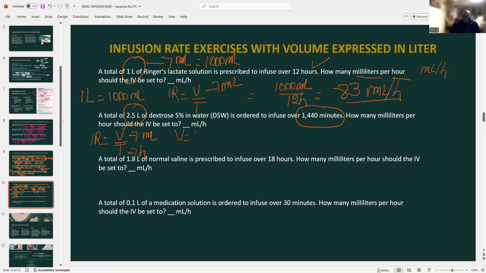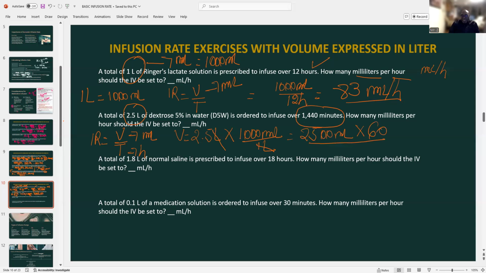So 2.5 liter, we can multiply that by the conversion of 1,000 milliliter over 1 liter. Because 1,000 milliliter divided by 1 liter gives you 1, this liter and that liter will cancel out. So you have now 2.5 multiplied by 1,000 and change the unit at the end. So I have now 2,500 milliliter.